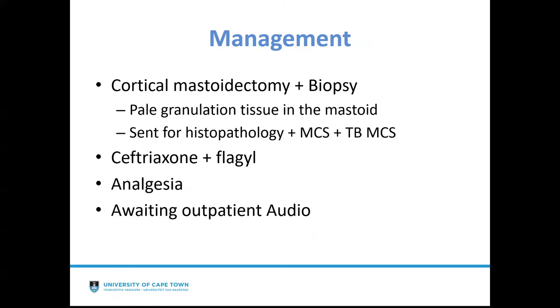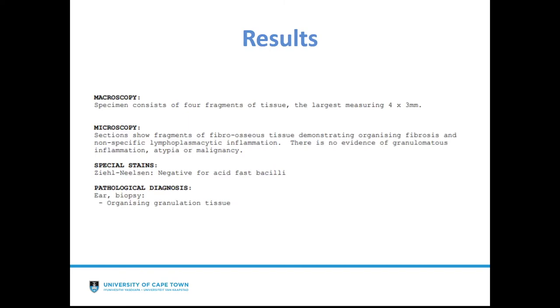So these were the results of the biopsy. On microscopy, there were fragments of fibrous tissue demonstrating organizing fibrosis and non-specific lymphoplasmacytic inflammation. There was no evidence of any granulomatous inflammation, TB, or any malignancy. Ziehl-Neelsen stain was also negative for acid fast bacilli. The conclusion was that it was an organizing granulation tissue with no evidence of any malignancy or TB.